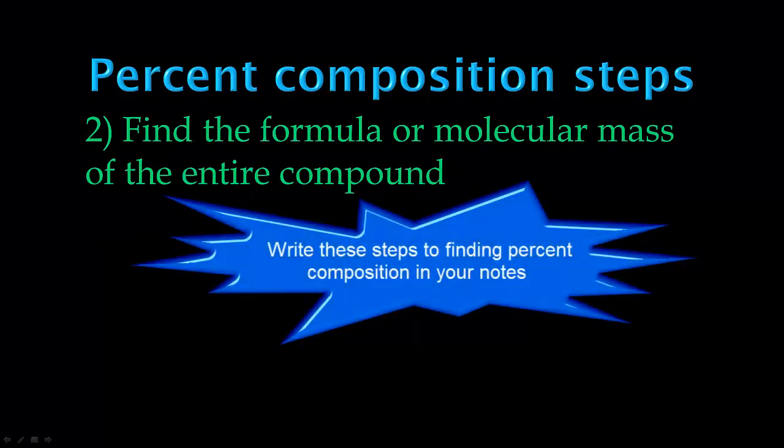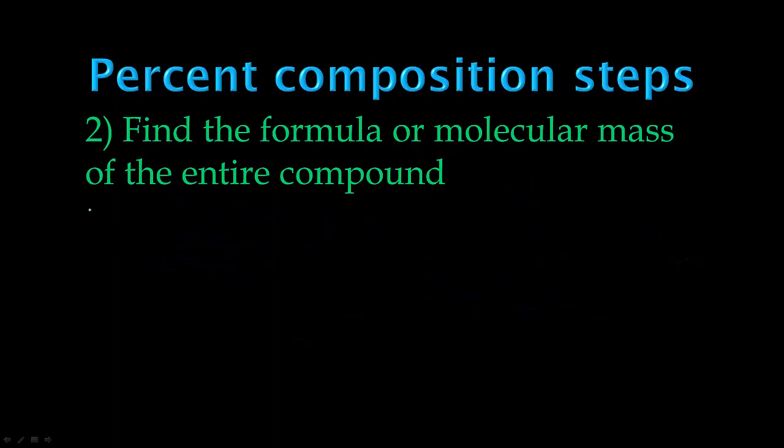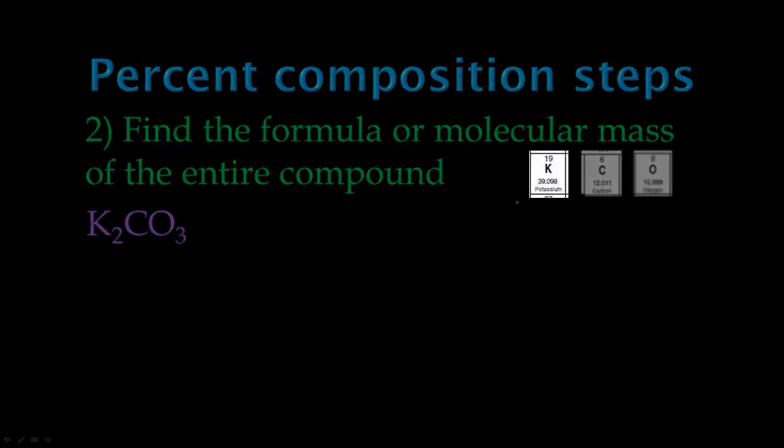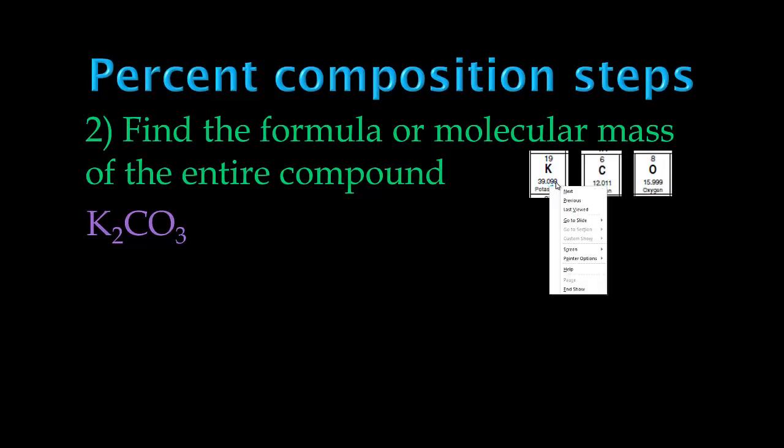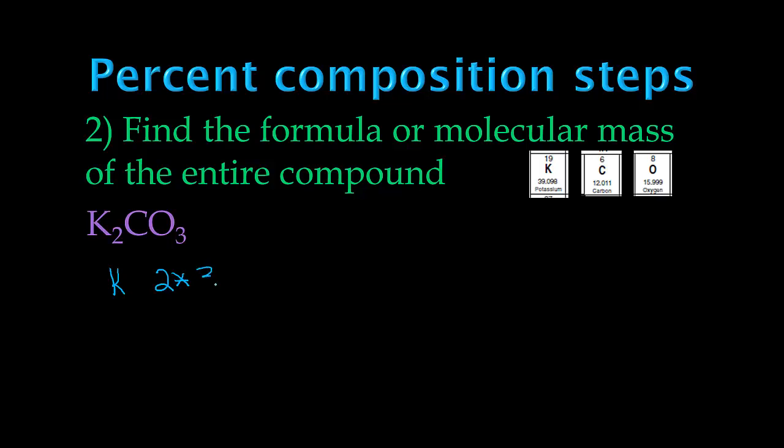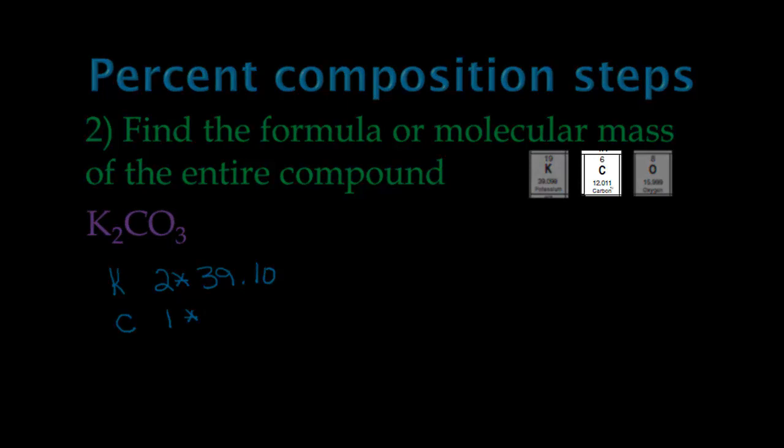Step 2, we need to find the formula or molecular mass of the entire compound. So we're going to find the formula mass, K2CO3. The first thing we need to do is find out what the mass of potassium is. Potassium is 39.10. We always round it to 2 decimal places. And there are 2 potassiums, so it is going to be 2 times 39.10. Carbon is next, and we only have 1 carbon, so it'll be 1 times 12.01.